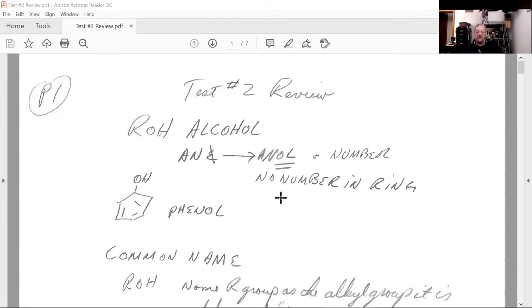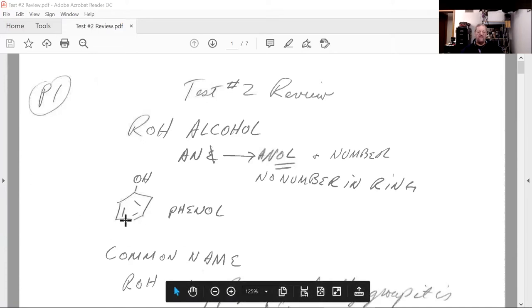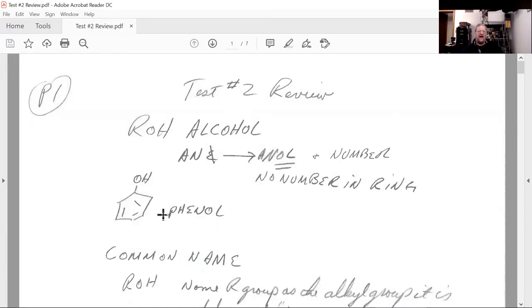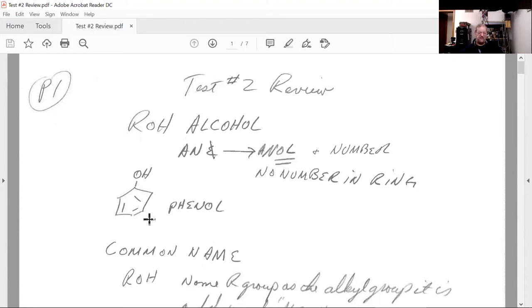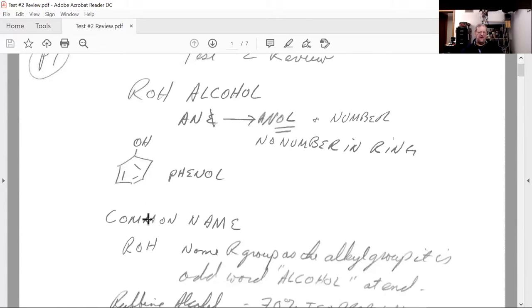Everybody knows that, so you don't need a number. Now, a special alcohol: when you have a benzene ring with a hydroxyl group on it, IUPAC said, we're not going to get those organic chemists to change their name of that compound and use something else, so we'll use the common name as the IUPAC name, and this is phenol. I know some of you pronounce it differently, but I'll talk later in the semester about why it's really phenol.